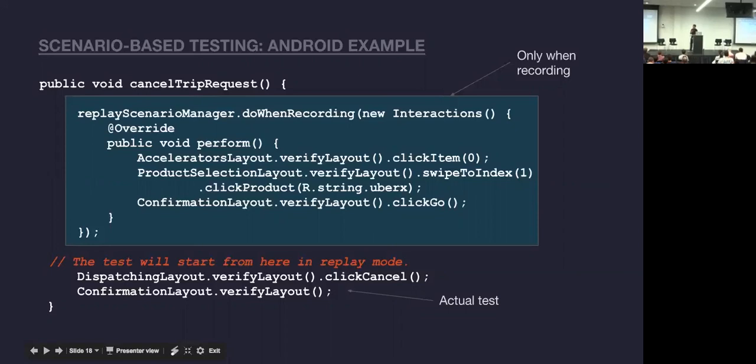And when you are replaying, the test is going to start from the line which says dispatching layout. So whenever you are running the test in replay mode, you have eliminated all the steps that you would run for actually getting to that layout. This is one part of the scenario that we are trying to test.